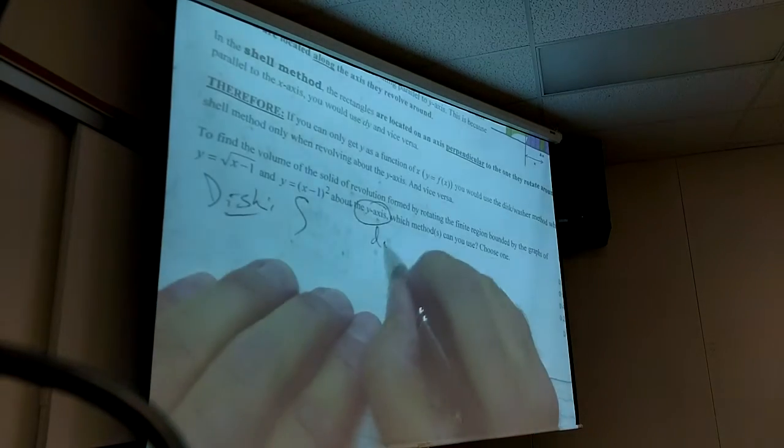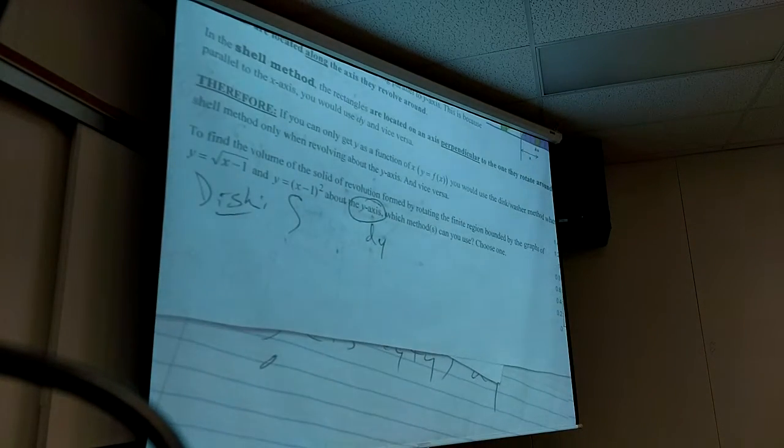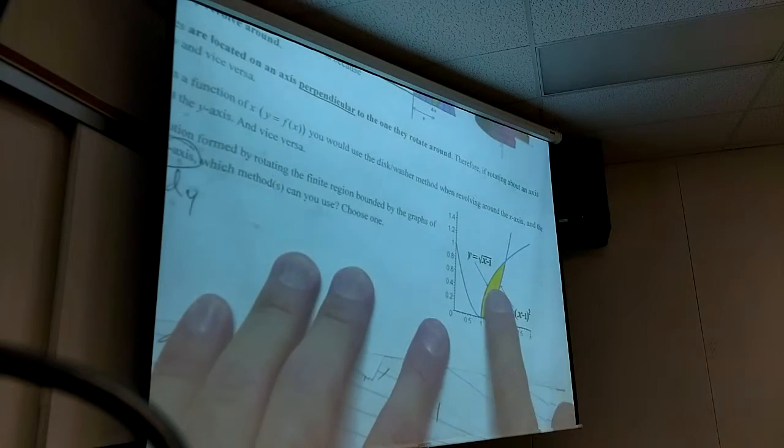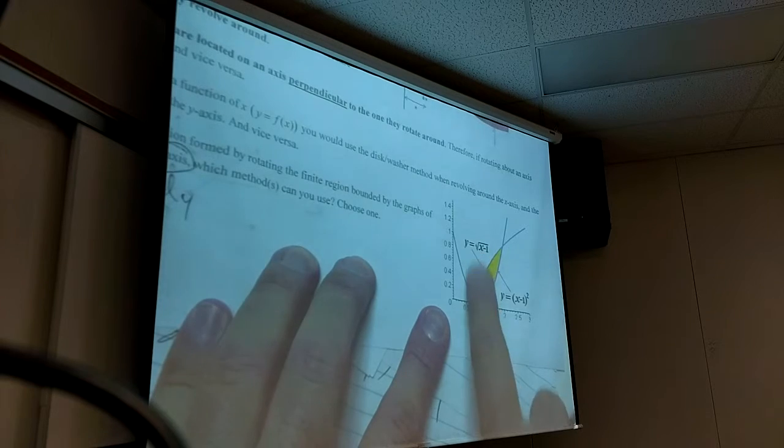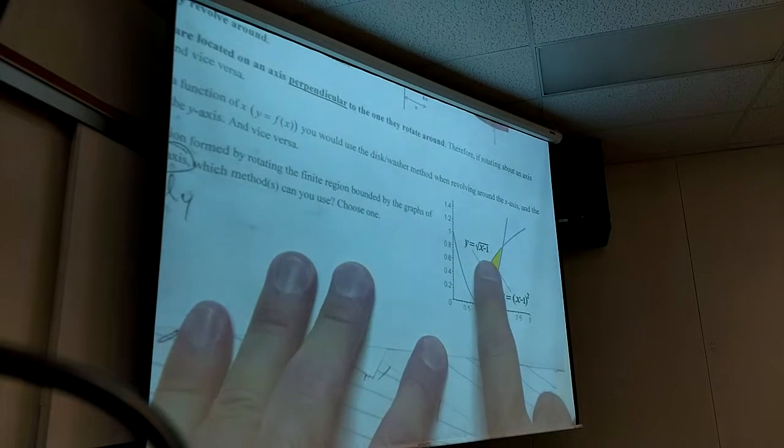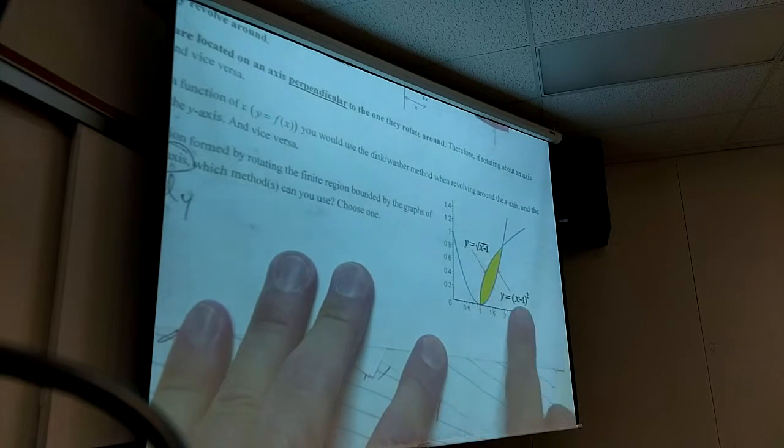Disk method, they agree. Shell method, think about this, was created so you're allowed to do the opposite of that. And why in this case, if I'm going to be lazy, why would I not want to use disk method maybe? I don't want to solve these. They're functions of x, so I wouldn't want to try to do the integral that needs dy. Right?